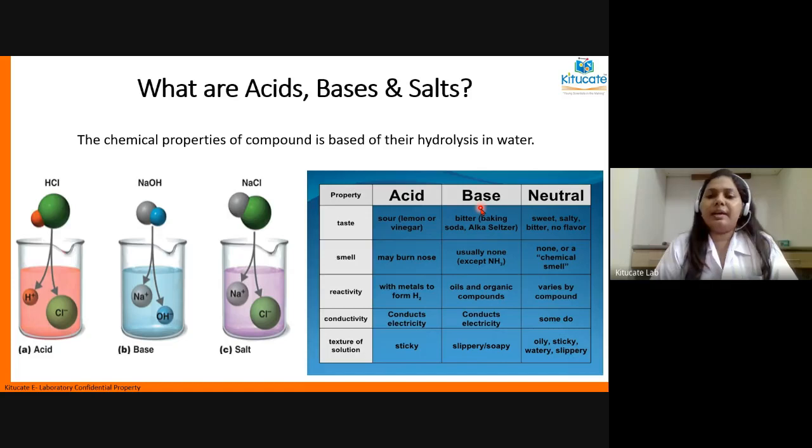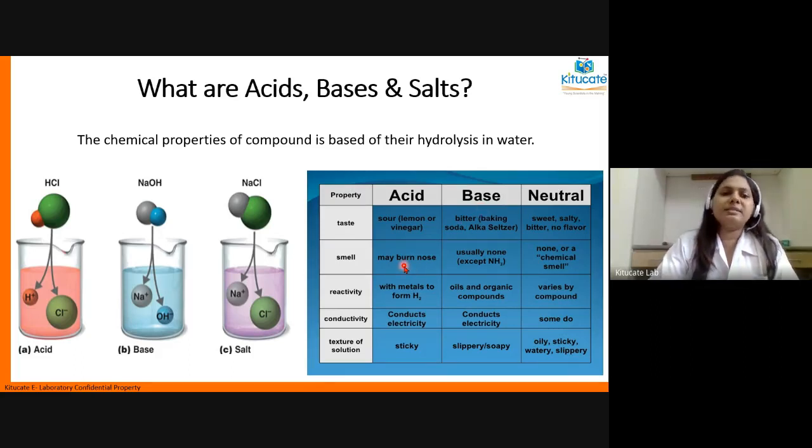The texture of acid is generally that it causes irritation on your skin. Even if you put a drop of lemon juice on your skin, if it stays there for a little longer, you feel a slight irritation. Whereas a base is slippery to touch, like soap or detergent. So bases are slippery to touch, and acids cause a little irritation when your skin touches them.